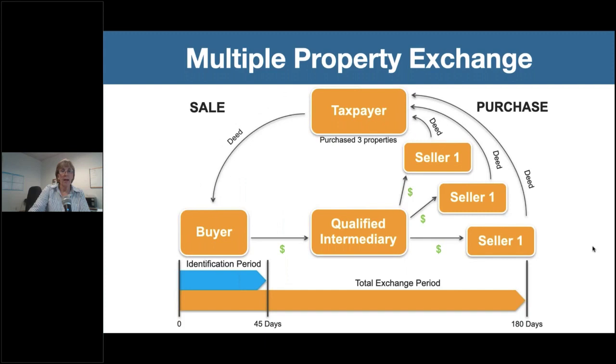Now, what's quite common right now is selling 1 property and buying multiple properties. The key here is that you're having to identify all the properties that you want to buy, and you have to close on that last purchase by the 180th day. So multiple property exchanges, both sale and purchase, are done all the time. You just have to be aware of the timing of everything that you have going on.